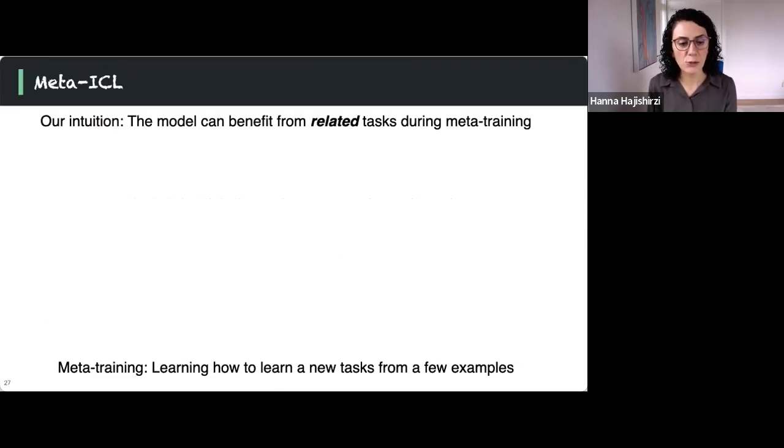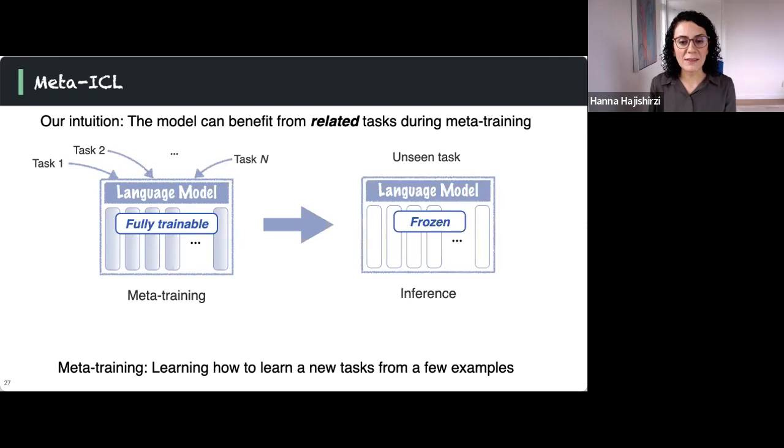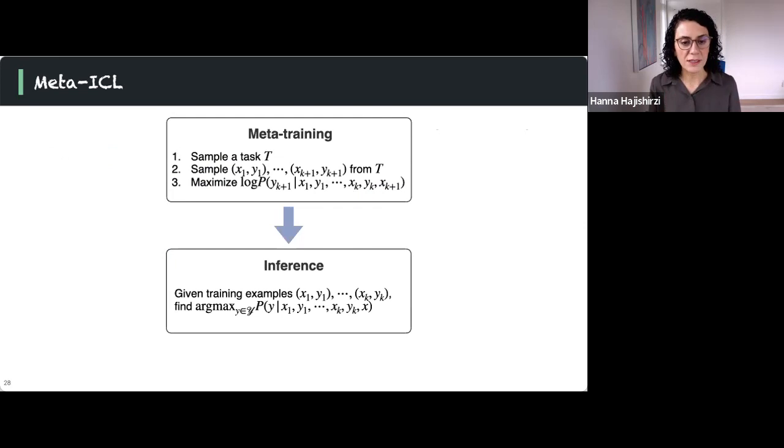More specifically, this is what we wonder. If we can meta-train the language model on a really large collection of downstream tasks in the in-context learning setup, can we then learn a new task given some examples that we have observed from similar tasks before? Basically, here is the idea. At the meta-training stage, the model, which is fully trainable, would see a few examples from related tasks. And then at inference, we would look at an unseen task and see if we can predict the correct label. Okay, so this is the core idea.